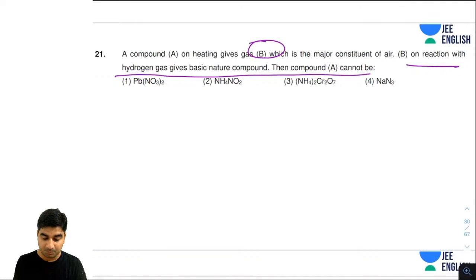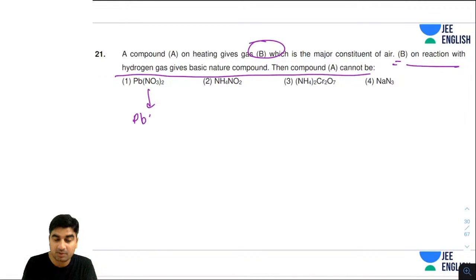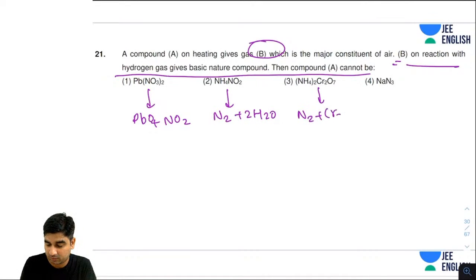A compound A, which on heating gives B, which is a major constituent of air. So the major constituents of air are oxygen and nitrogen. You know this thing, right, guys? So when you heat it, you are going to get PbO plus NO2. When you are heating it, you are going to get N2 plus 2H2O. When you are heating it, you are going to get N2, Cr2O3 plus H2O. And when you heat sodium azide, you will get nitrogen plus NO.